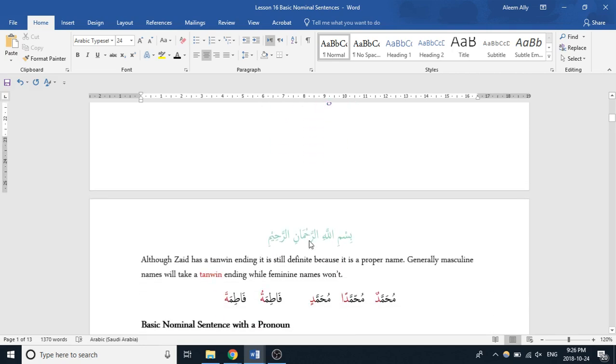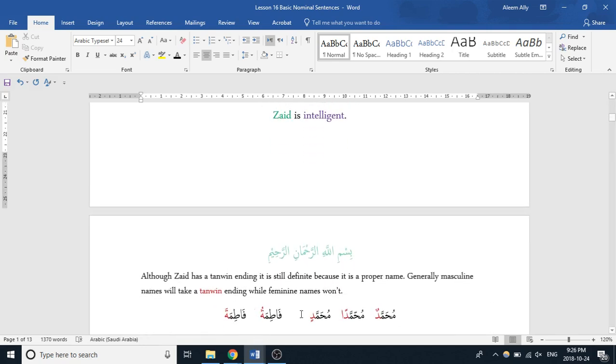And this is just one more thing to keep in mind. Feminine names are also partially flexible. So you'll never see Fatima with a double ending. It's going to be Fatimatu, Fatimata, while Muhammad could be Muhammadun, Muhammadan, Muhammadin.